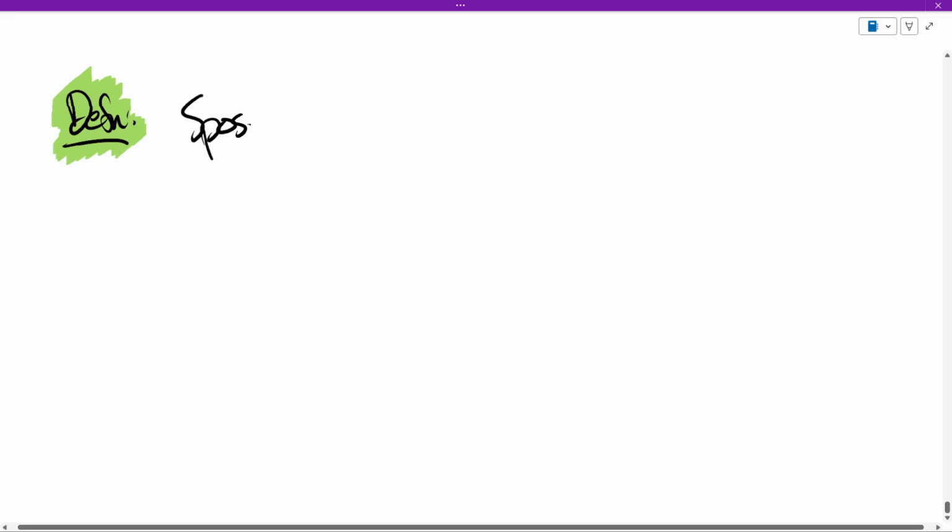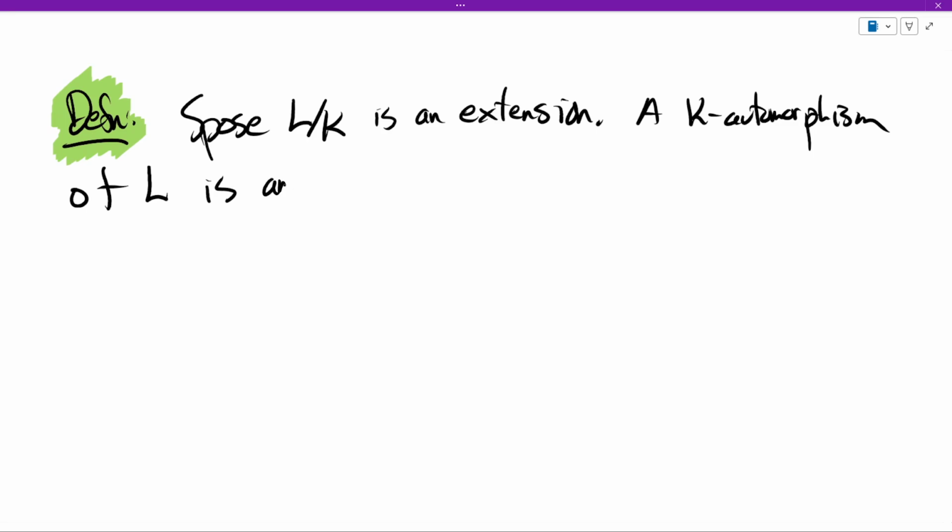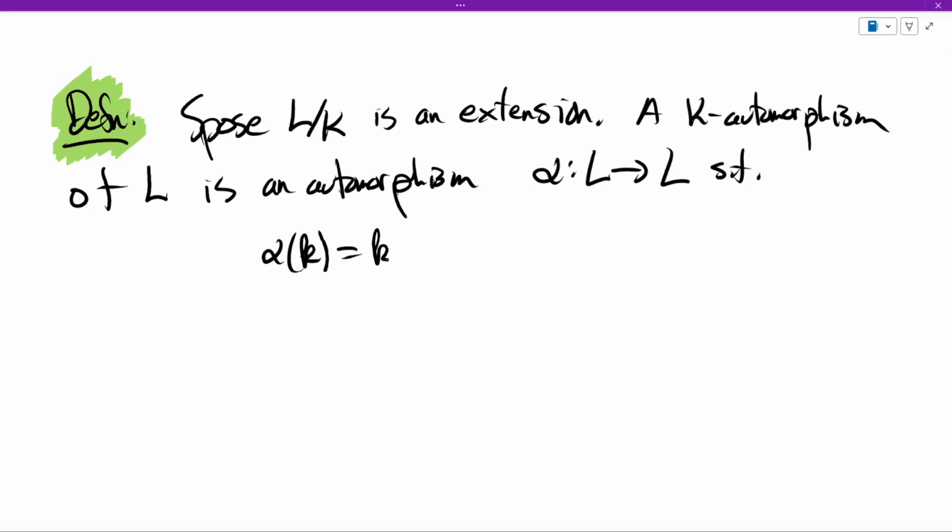All right, so we now have one of the most important definitions in the course. Suppose that L over K is a field extension. A K-automorphism of L is an automorphism alpha from L to L such that alpha of k is k for all little k in big K.